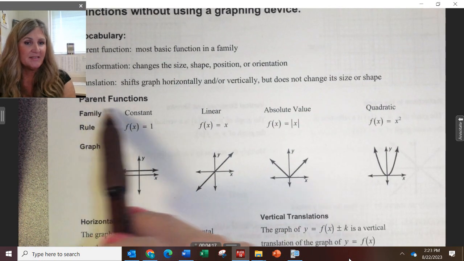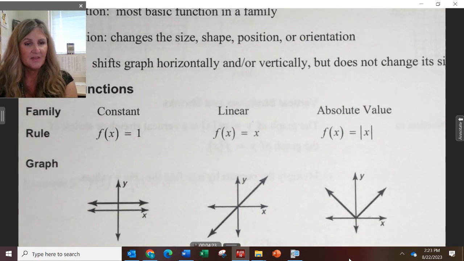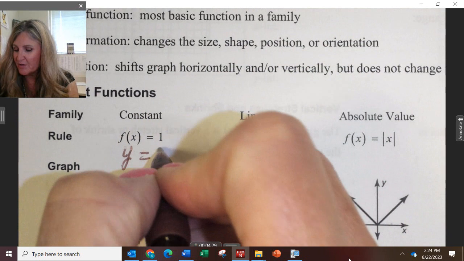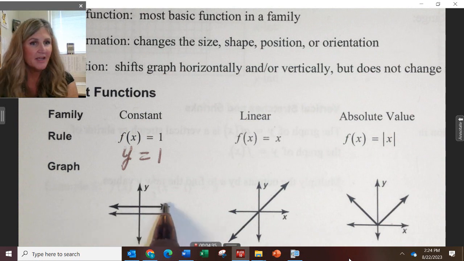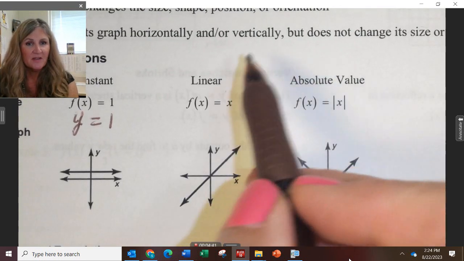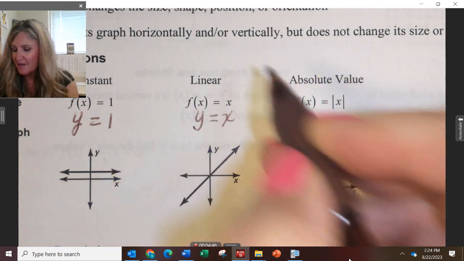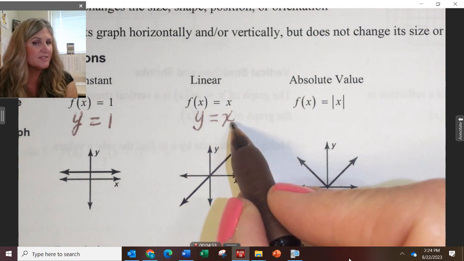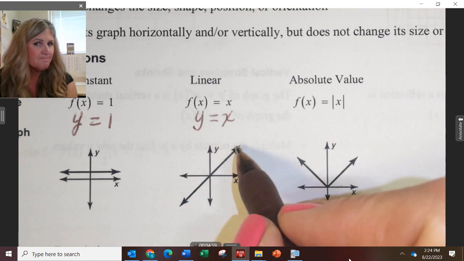Here's our most basic of parent functions. Anytime you see f of x equals a number, this is called the constant function. F of x just means y, so this is really y equals 1. Would everyone know that's just a horizontal line, y equals 1? Okay. What about x equals 1? What kind of line is that? Vertical line, right. A linear function of y equals x, remember, f of x is just y. That's going to be this slanted line like this. Anytime we see just y equals x, not squared, not absolute value, that is going to be a line, okay?